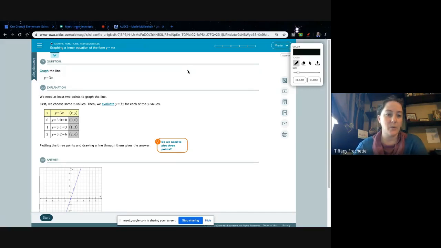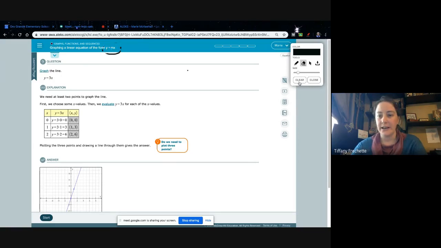Graph the line, y equals 3x. Oh, I forgot to read the title here. Graphing a linear equation of the form y equals mx. So this is telling you right away, we're going to be dealing with lines that are only y equals mx. We're not going to have a plus b, which we've dealt with slope-intercept a little bit at this point, I believe, for most of the classes.